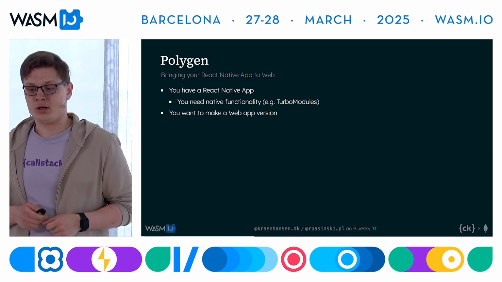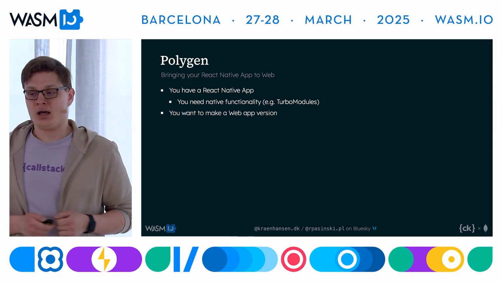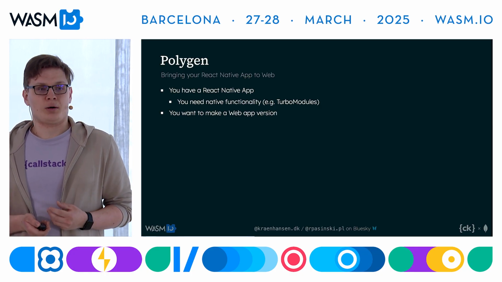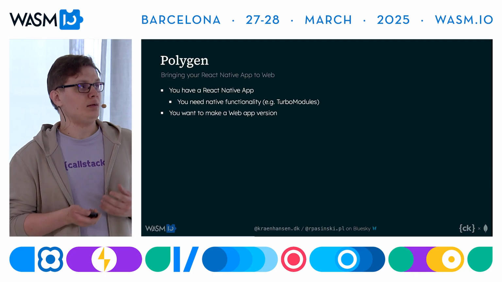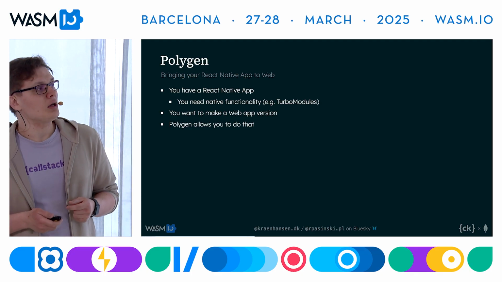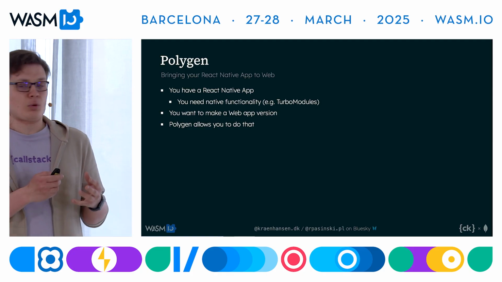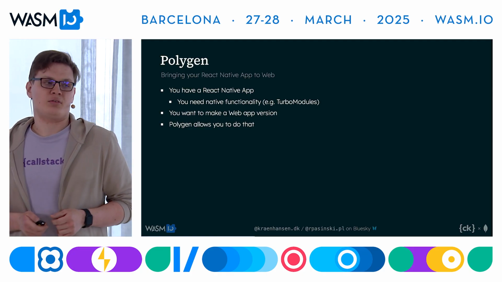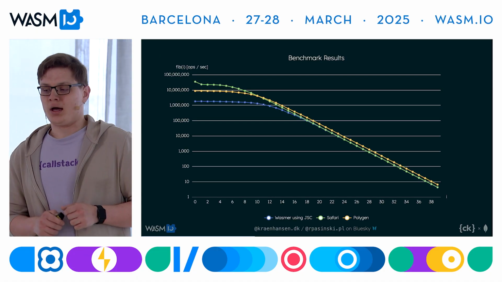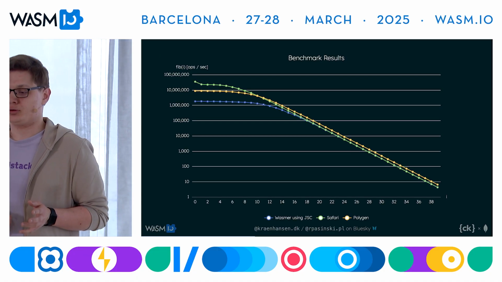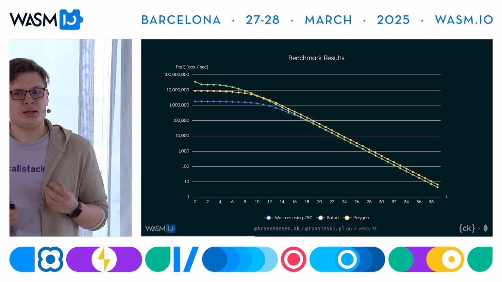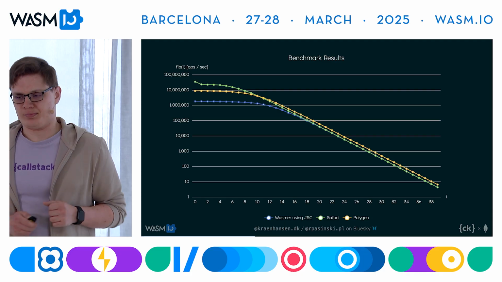And the other way around is that when you have a React Native application and you use native functionality, you were only left with TurboModules. And this limited your options to create a web application out of it. So you need to maintain both WebAssembly of your native functions and TurboModules, which is suboptimal. And Polygen allows you to do just that. You can only use WebAssembly to embed any native external libraries.